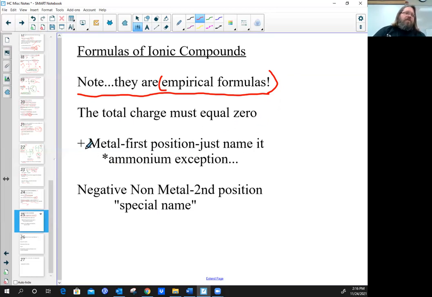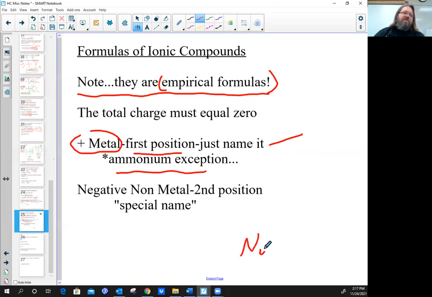Right? In the first position in the name, it will be a positive metal element. And like we said before, typically you just name it. So like sodium chloride, you just name sodium. It doesn't have any special name. Now we've mentioned there's the ammonium exception. That's the only positive polyatomic ion that will appear in the first position in the name. Now the second position in the formula.